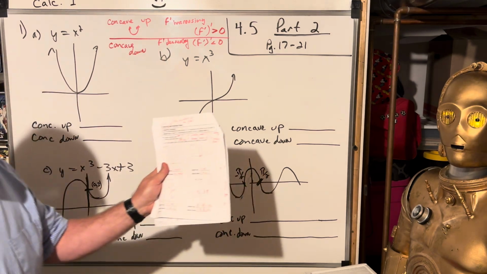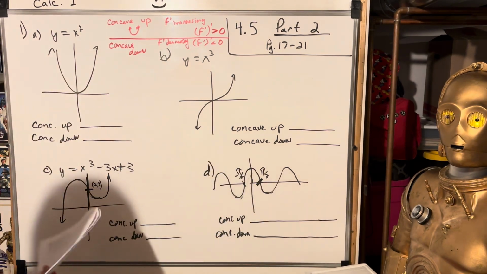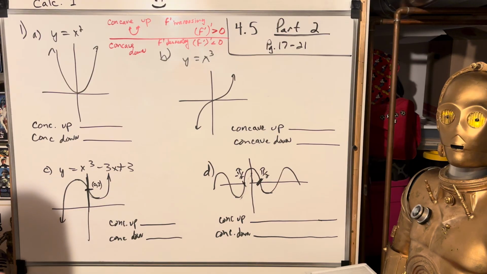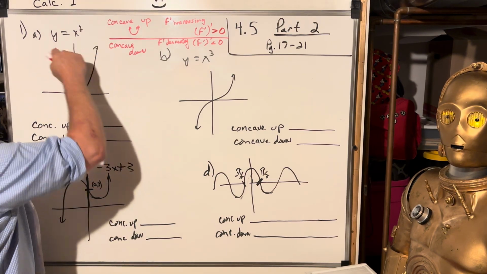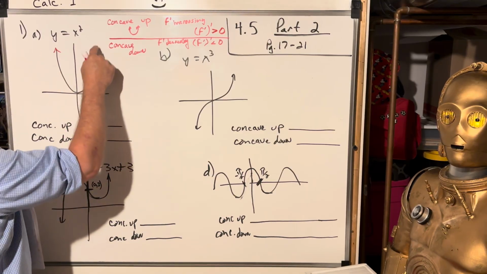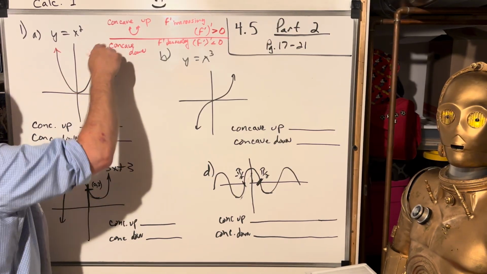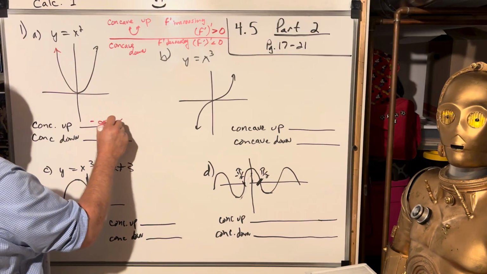So let's look at the examples they have. I drew the pictures up on the board already. So when it's a parabola, it's all concave up. It never is opening down. It's up, up, up, up. So negative infinity to infinity.